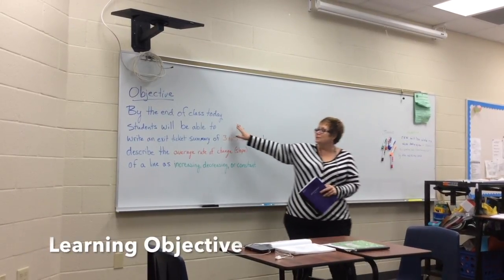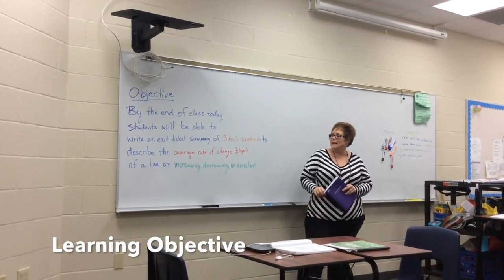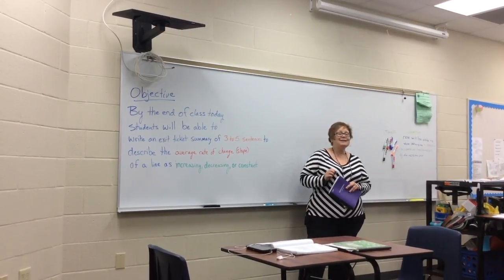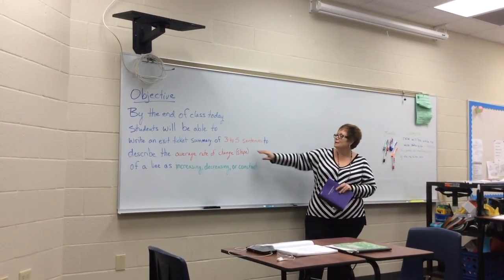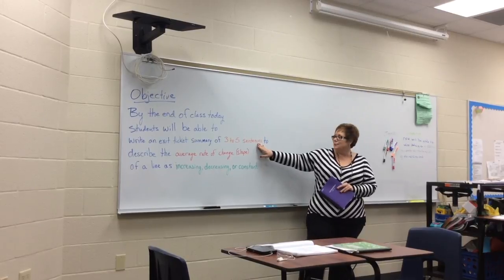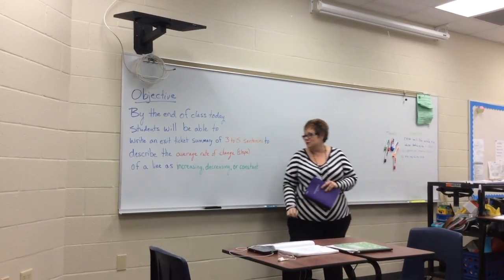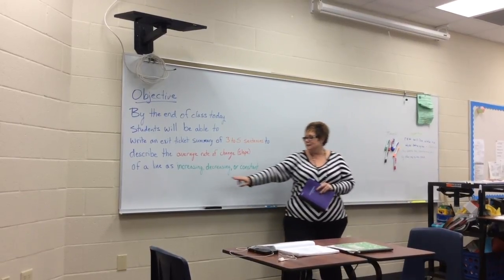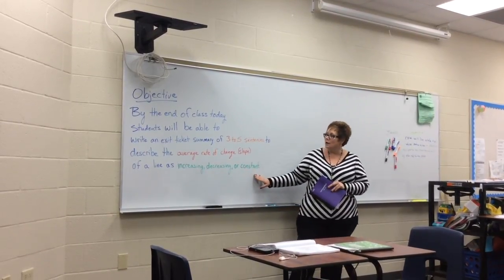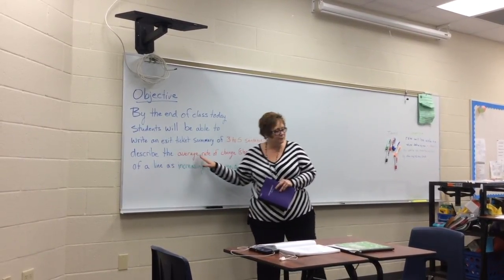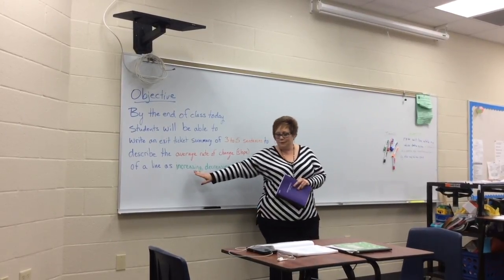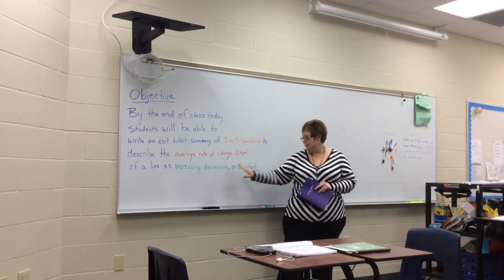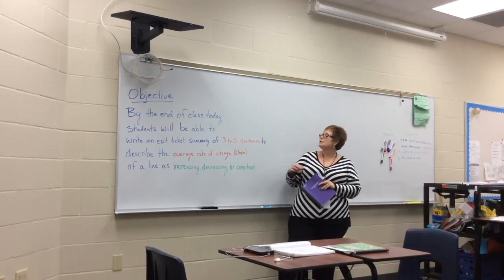Also, our objective for the day is by the end of class today, you will be able to write an exit ticket summary of 3 to 5 sentences in your summary to describe the average rate of change, otherwise called the slope, of a line as increasing, decreasing, or constant. So you're going to describe this rate of change as either an increasing, decreasing, or constant rate of change.